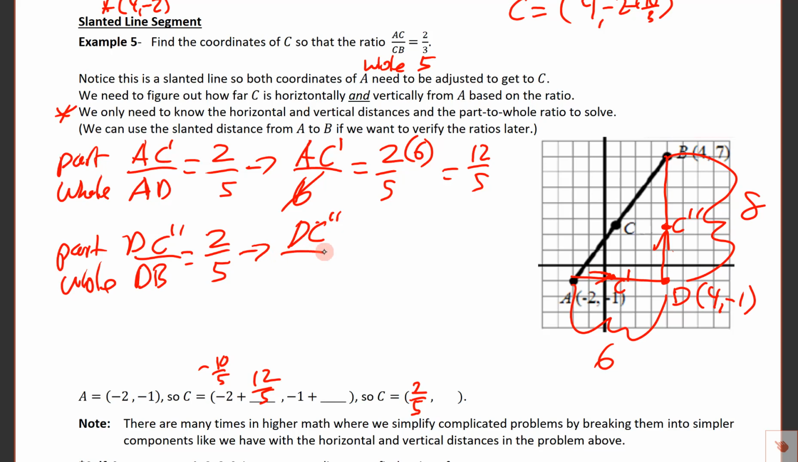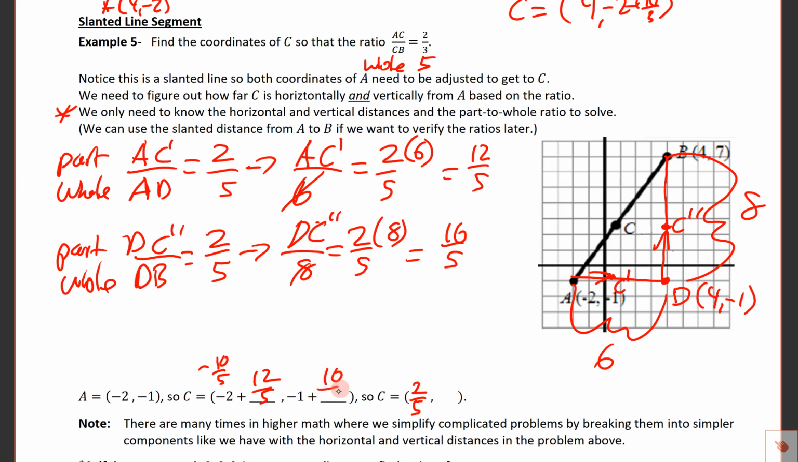That's like knowing what the jackpot is. So that's 8. This is 2/5. Multiply both sides by 8. And I end up with 16/5. So D to C double prime is 16/5. Love those fractions, right?